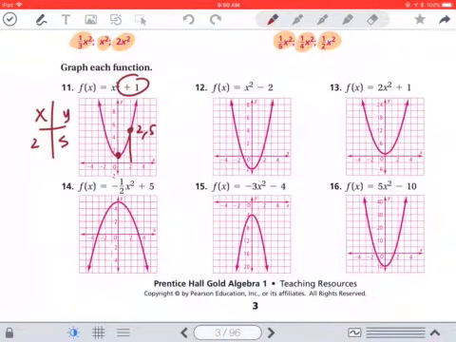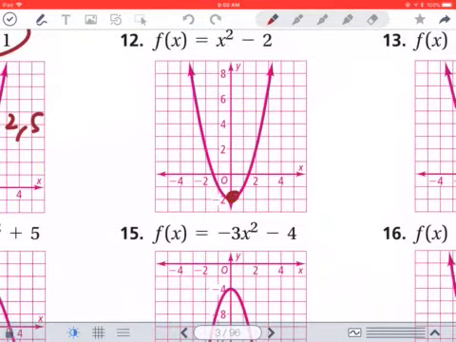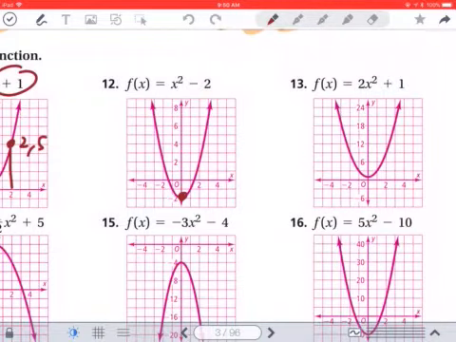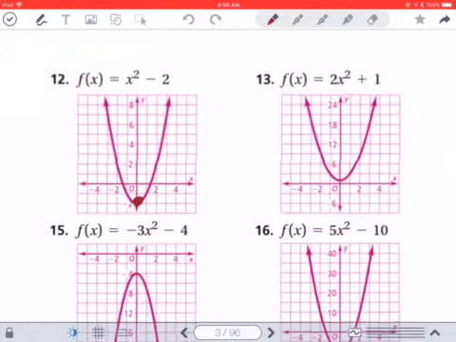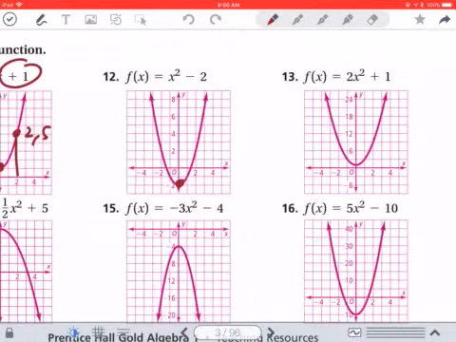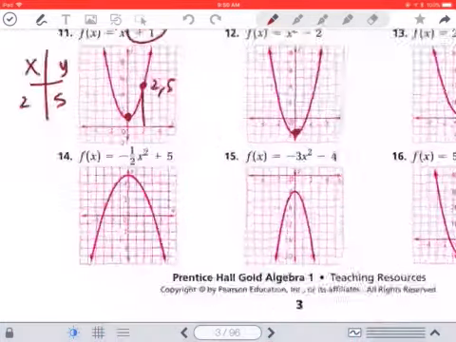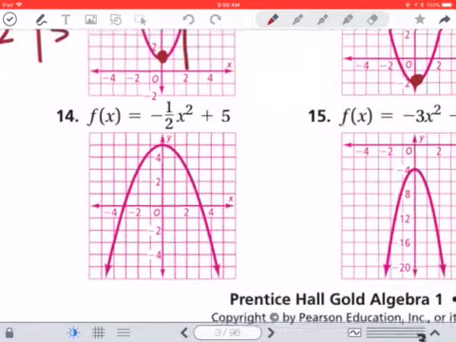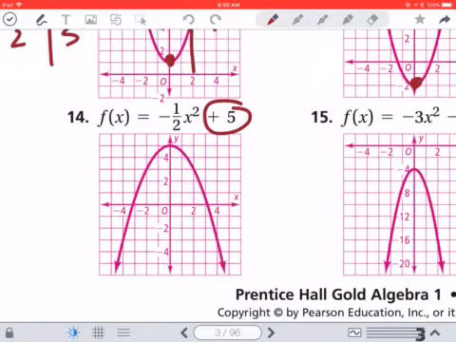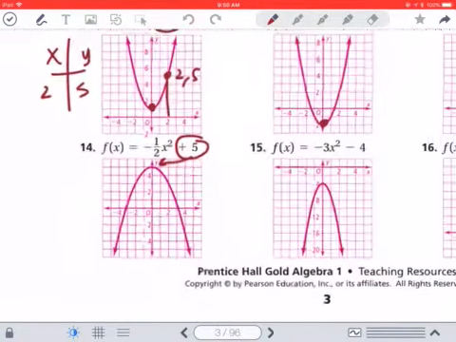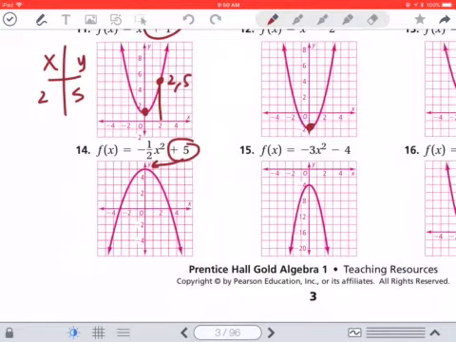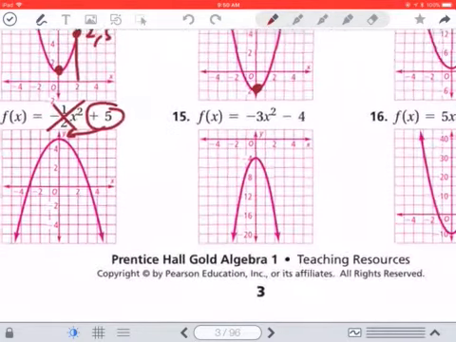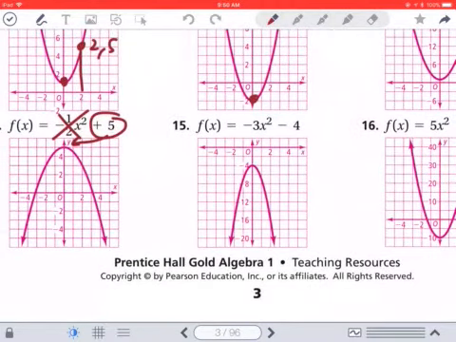Number 12, this is the graph of x squared minus 2, it's shifted down 2. Number 13, 2x squared plus 2. You should make sure your graph looks like this. Number 14, you get -1/2 x squared plus 5. So 5 right there is the y-intercept. When I plug in 0, this cancels out, so I'm just left with 5.